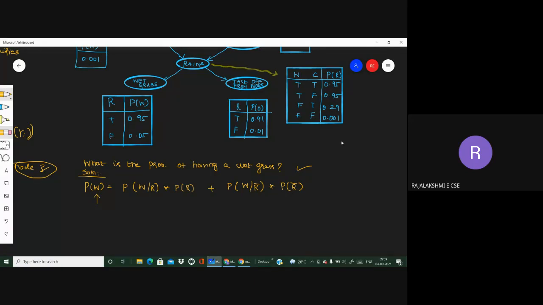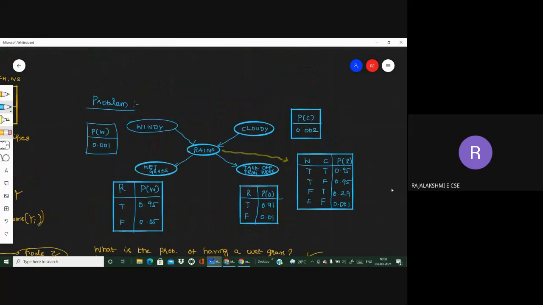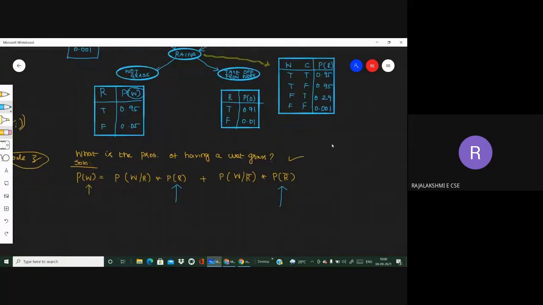Correct? Yes, ma'am. So the probability when it rains and the probability when it is not raining. But when you see, rain depends on several other factors also. Yes or no? Now this wet grass depends on rain, but rain depends on what? Two more variables. What are they? Windy and cloudy. Yes, ma'am. Now this is conditional probability.